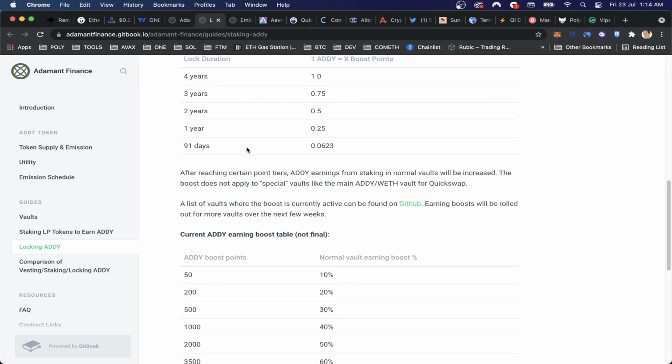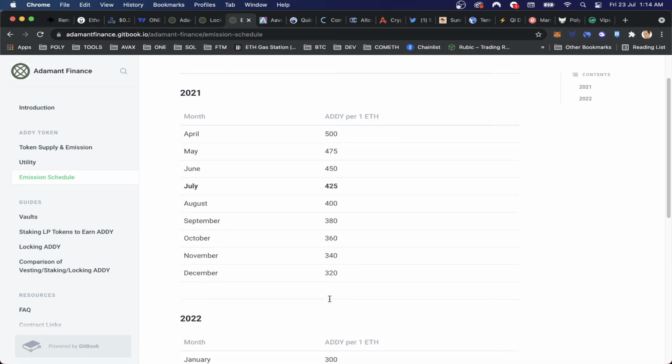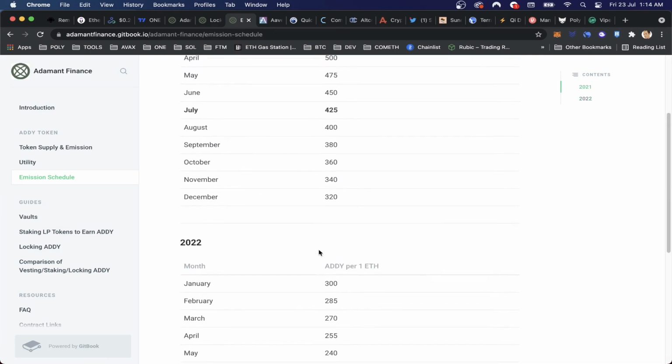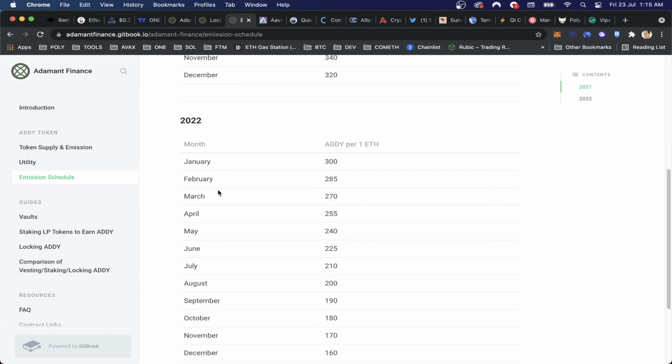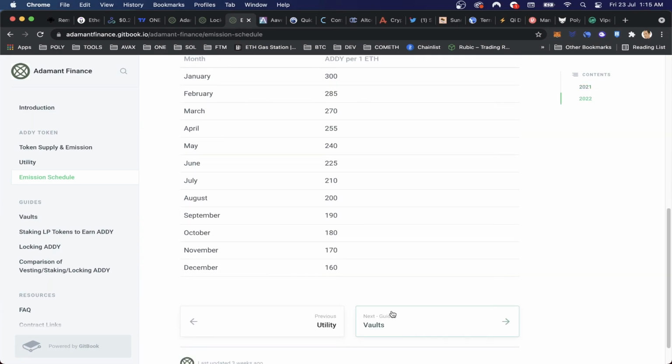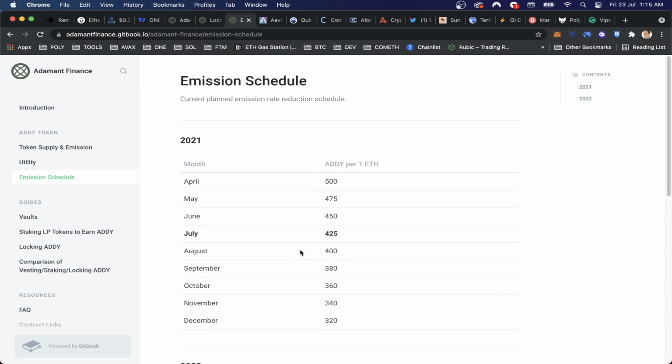So whatever. We also got the emission schedule, which now we are in July, so it's really starting to sort of crank down now. And I like this long-term planning. We've got this emission schedule all the way to the end of next year. So yeah, it's becoming deflationary over time.